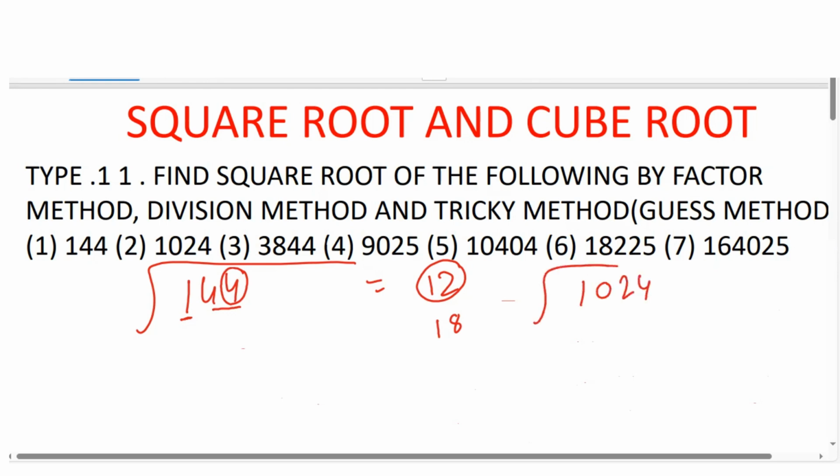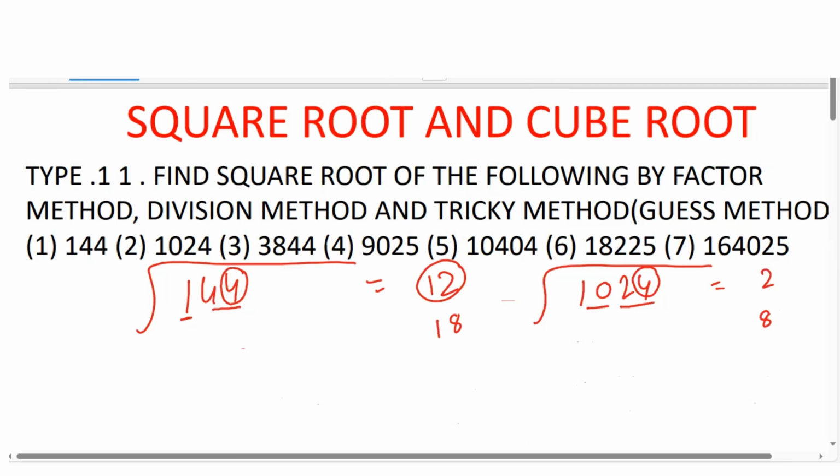In the same way, I am solving the second question: 1024. We want to find the square root of this number by the tricky method. So what is this method? First you make pairs of the digits from the right and check what the unit digit is. The unit is 4, so the unit digit will be either 2 or 8. So my answer will be only that option which has unit digit either 2 or 8. Now the remaining number is 10. Everyone knows 3 squared is 9, 4 squared is 16.